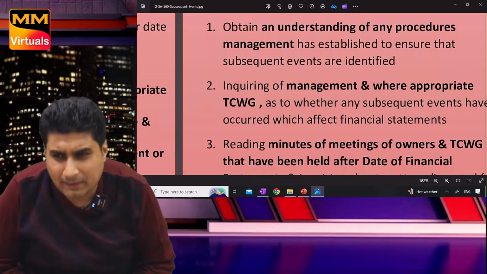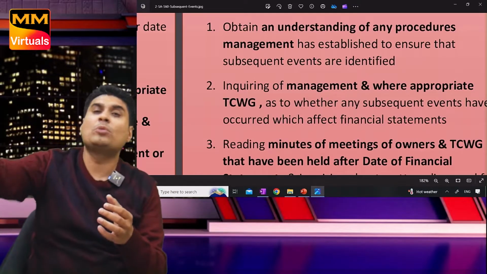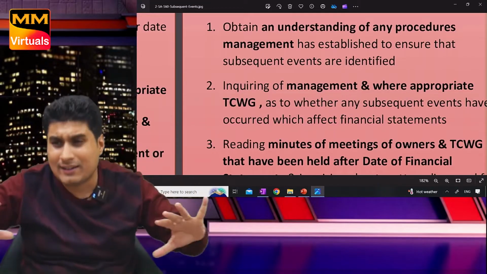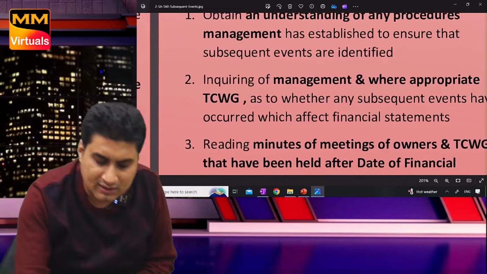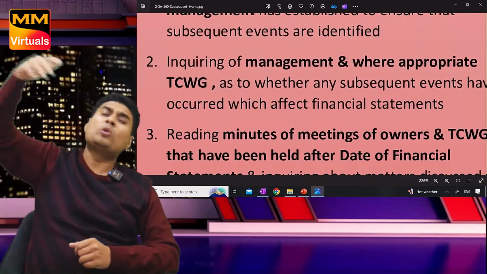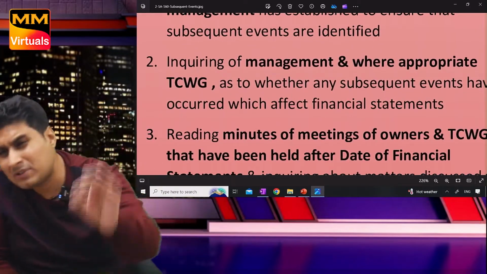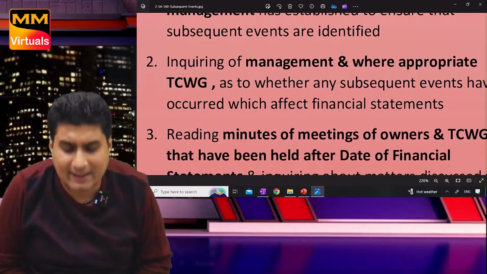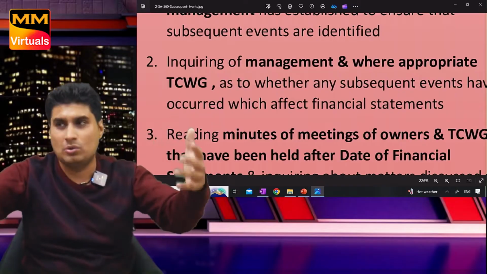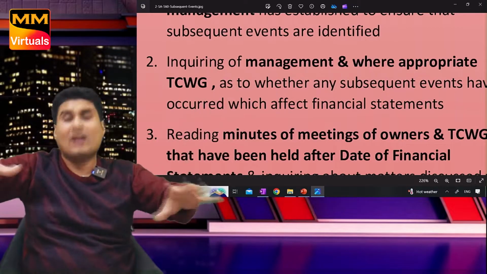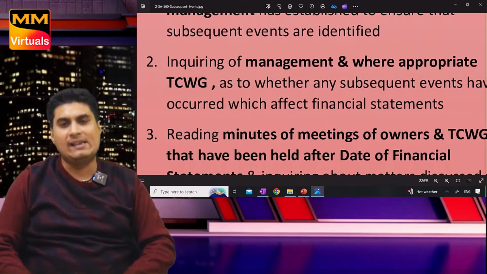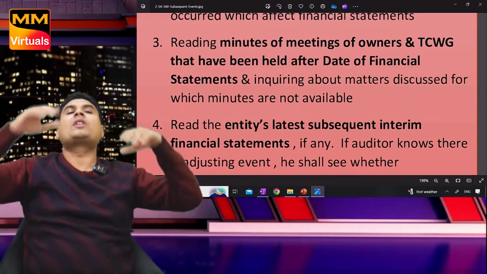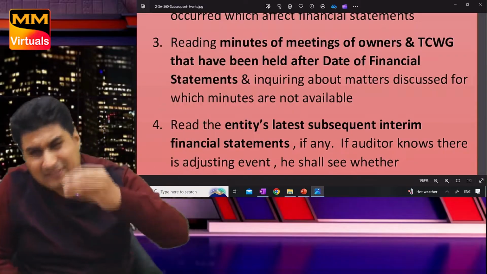Number 2, okay, if they tell you they have this procedure, ask them, have you identified any subsequent event for the current year and how is it adjusted? Please show. Inquire with management and, where appropriate, TCWG whether any subsequent events are identified which will materially affect the financial statements. You are saying Kamna and Shefali are there; have they identified any subsequent event till now? Third, read the minutes of meeting of the owners and TCWG after the balance sheet date.